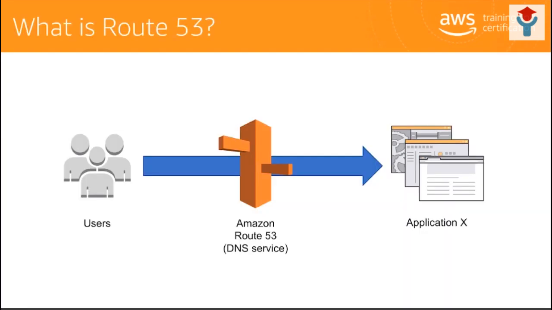Route 53 is a domain name system, or DNS, which is a service designed to provide businesses and developers a reliable and highly scalable way to route end users to endpoints. These endpoints could be an application, which needs to be translated into an IP address for computing systems to talk to each other. And this is where the DNS comes in. In order to provide DNS translation for your domain name, you can manage your own DNS server, or you can employ a managed DNS solution like Amazon Route 53.